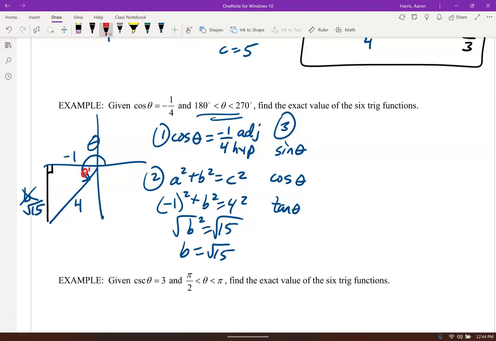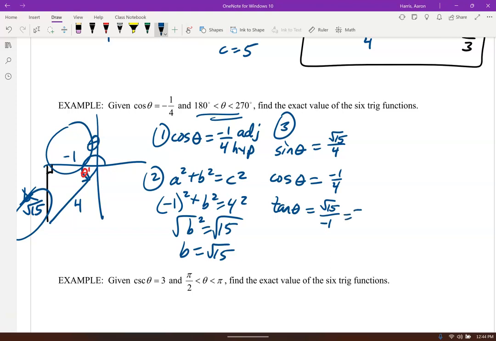Sine is opposite over hypotenuse, so that'll be square root of 15 over 4. Cosine is the adjacent over hypotenuse. Oh, they already gave us that one. That was the negative 1/4, right? Tangent is opposite over adjacent, root 15 over negative 1. So negative root 15.